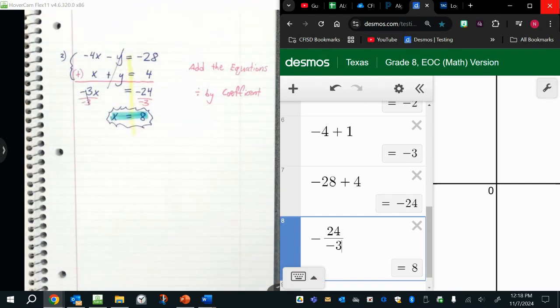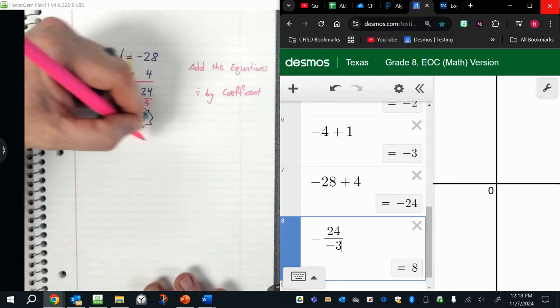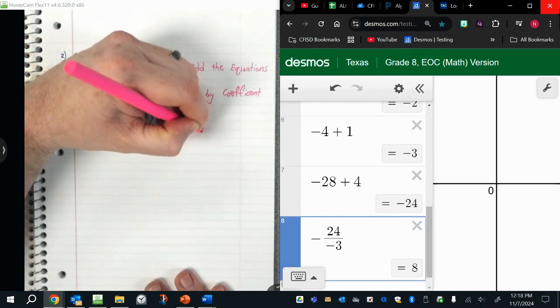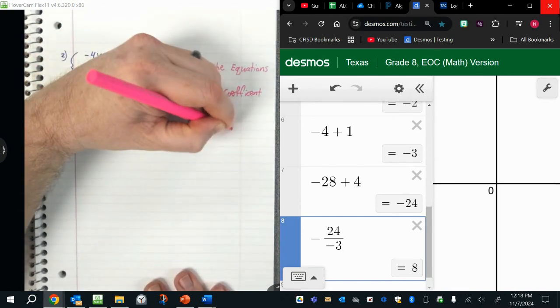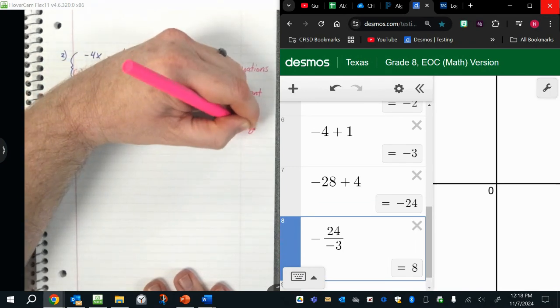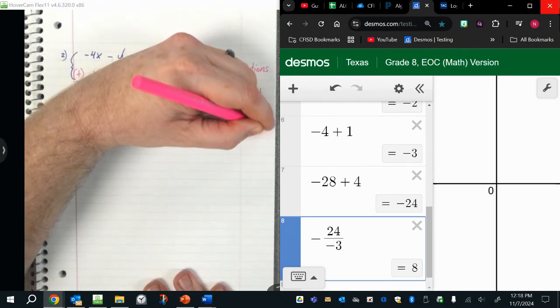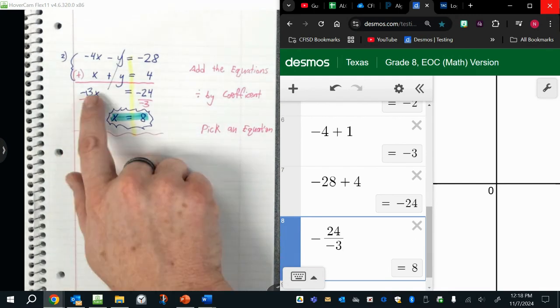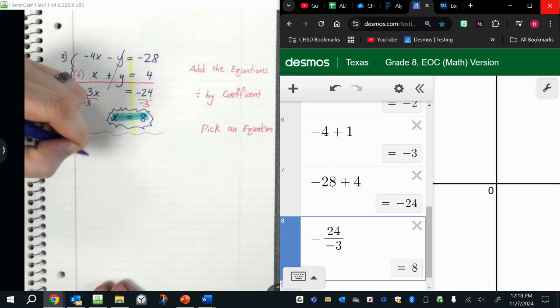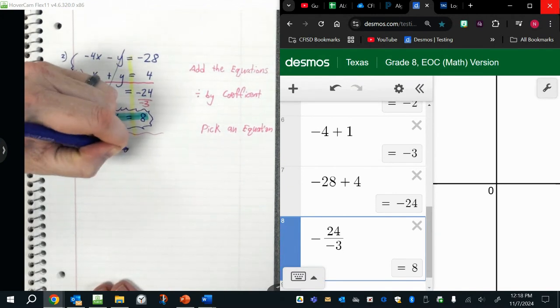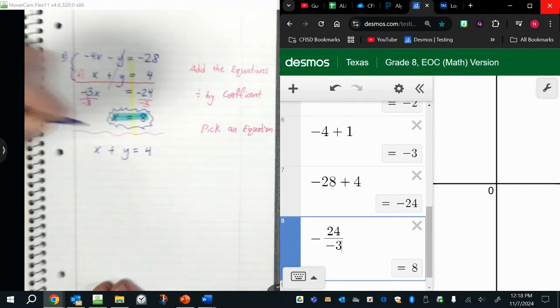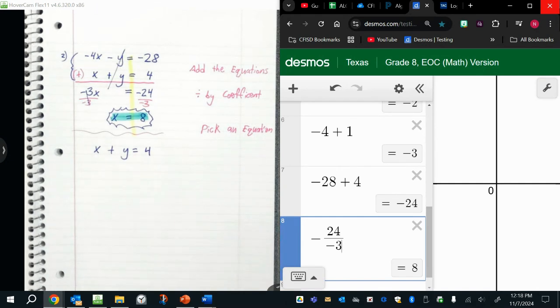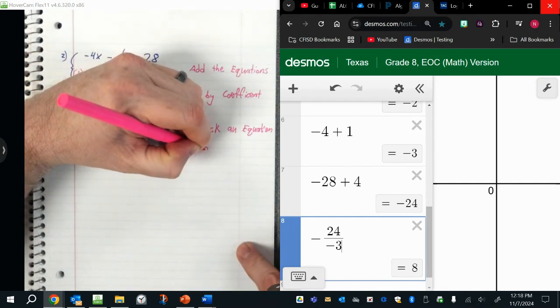Now I'm going to substitute what I know. So pick an equation. Doesn't matter which one. I don't know, pick the one with the least amount of negatives. Hey, this one works really well: x plus y equals 4. Substitute into that equation.